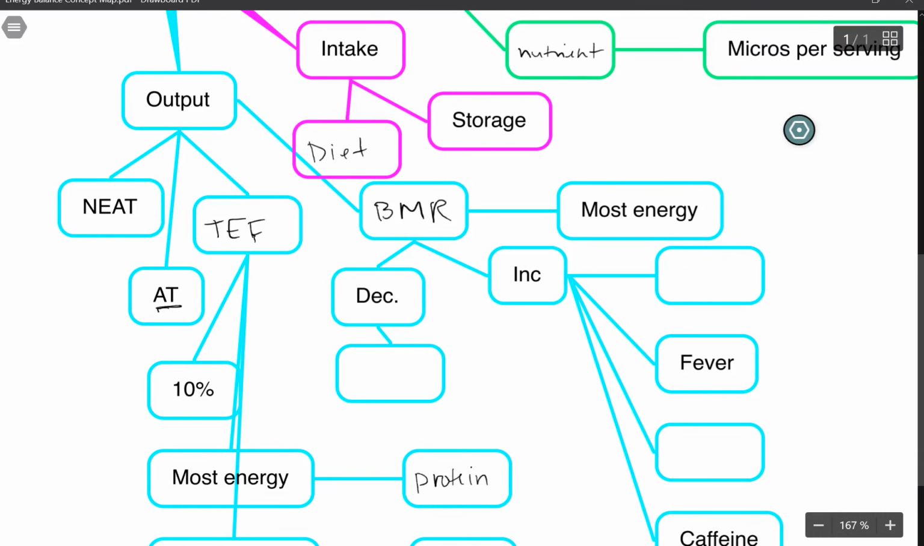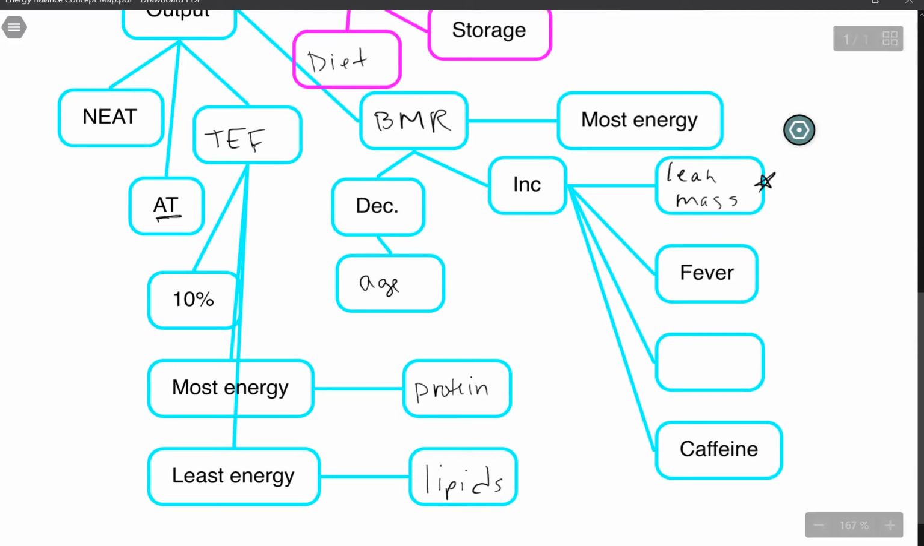Basal metabolic rate will decrease as we age, just like everything else. There are several things that can actually increase our basal metabolic rate. Things like, most importantly, how much lean mass we have. That's going to be the most important determinant of how fast our basal metabolic rate is. The more lean mass we have, more muscle, the faster our basal metabolic rate is going to be. Things like fever, every 1 degree C or 1 degree Fahrenheit will increase our basal metabolism by about 7%.